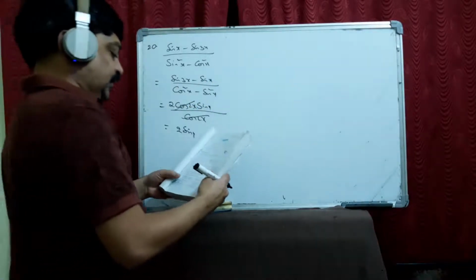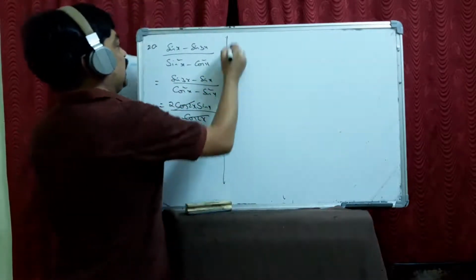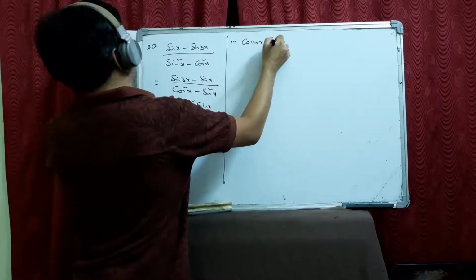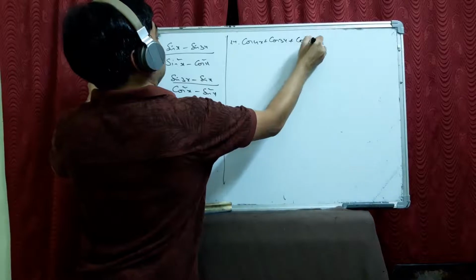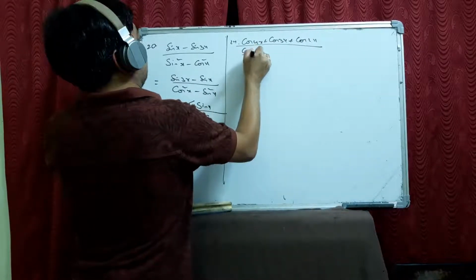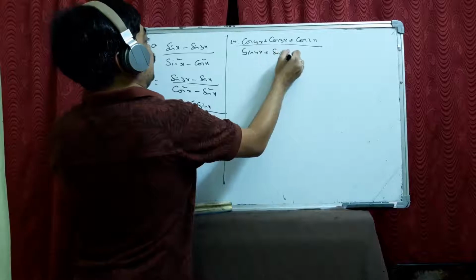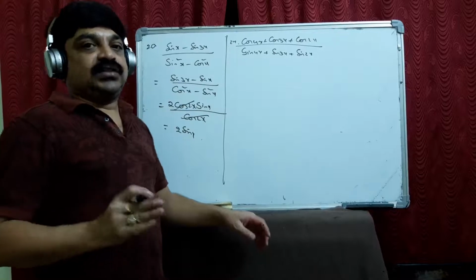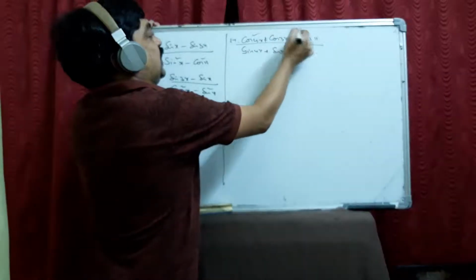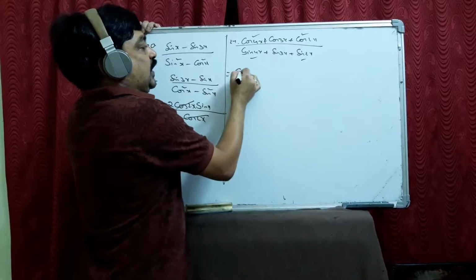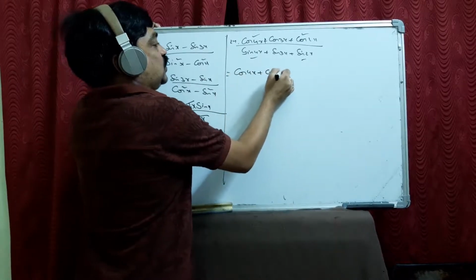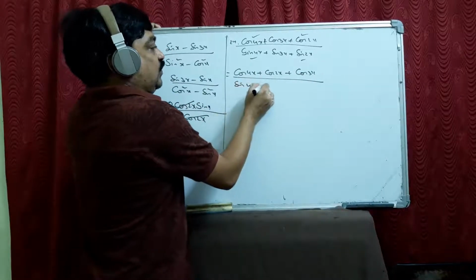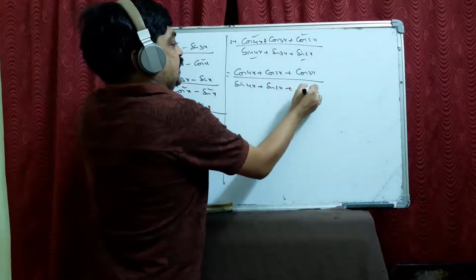Now see the 21st. You have three terms in the numerator as well as in the denominator. Cos 4x plus cos 3x plus cos 2x by sin 4x plus sin 3x plus sin 2x. What I suggest is always take the evens so that you can avoid the fractions. So I choose the pair here, these two and these two. Let us choose the pairs, cos 4x plus cos 2x plus cos 3x. Same denominator also, sin 4x plus sin 2x and sin 3x aside.